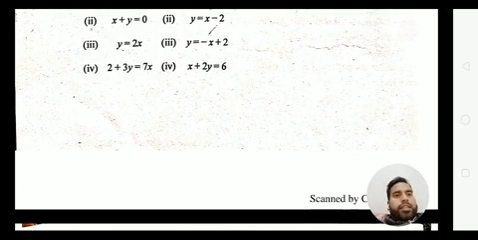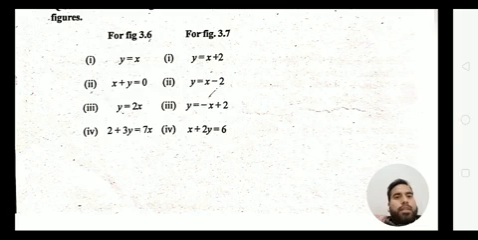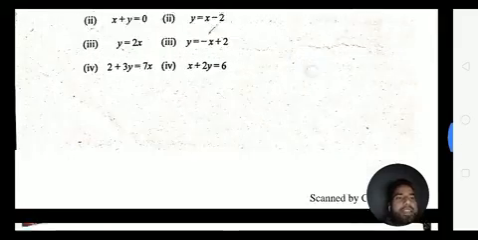It is now no need to check part number 4. So other equations are discarded. The correct solution is third. I repeat the things once again. For graph 3.6 your correct option is equation number 2. For graph 3.7 your correct equation is third, y equal to minus x plus 2. This completes your question number 5.